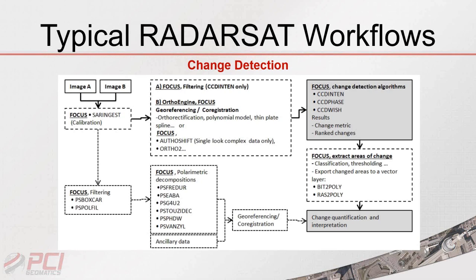And we have best practices for working your way through a workflow, a change detection workflow in this case, starting with ingestion or importing of the two images, some filtering, then we could do some polarimetric decompositions and perform our change detection algorithms. We have tailored change detection algorithms for radar imagery. So these will look at coherent change detection in the intensity, the phase, and then we can also classify the changes using a Wishart classification algorithm that's available.